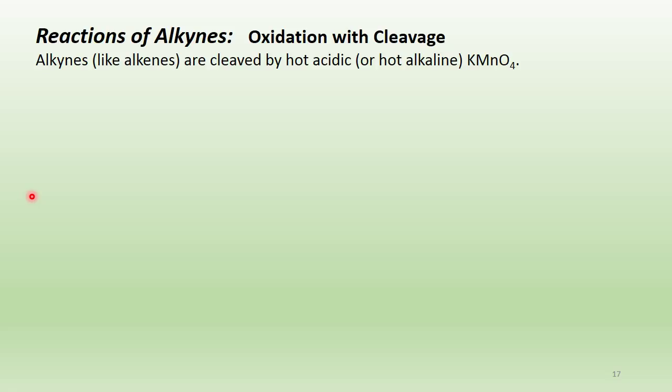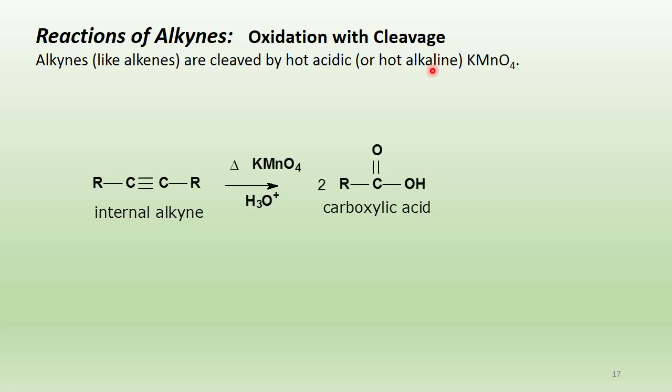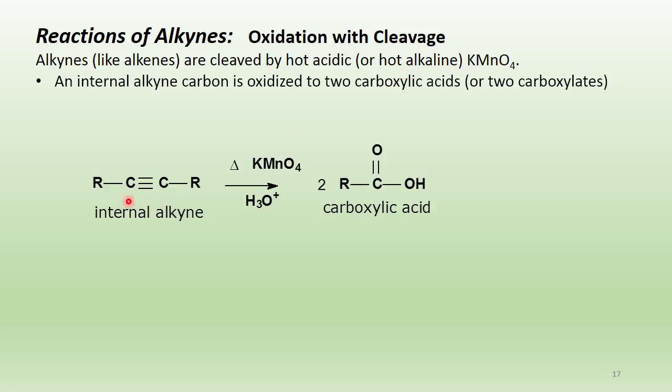The last type of reaction of alkynes we'll look at are a couple of different oxidations. First of all, oxidation with cleavage. Alkynes, like alkenes, are cleaved by hot acidic or hot basic permanganate. An internal alkyne, like the one shown here, has carbons bonded to only one other carbon. And just as with alkenes, these internal alkyne carbons are oxidized to carboxylic acids.